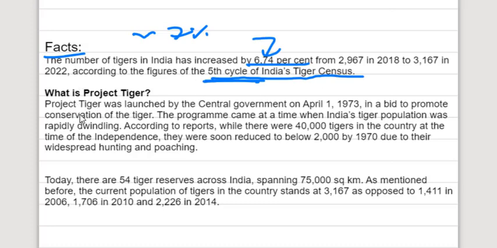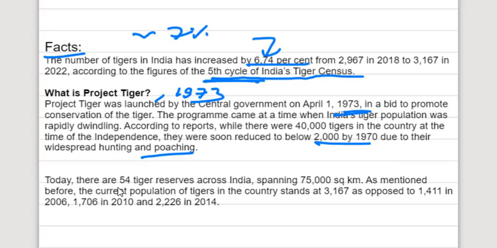And what is actually Project Tiger? Project Tiger was launched by the central government on April 1st, 1973. This point is important. Project Tiger was launched in 1973 in a bid to promote conservation of the tiger. The program came at a time when the Indian tiger population was rapidly dwindling. According to the report, while there were 40,000 tigers in the country at the time of independence, they were soon reduced to below 2,000 in 1970 due to widespread hunting and poaching.